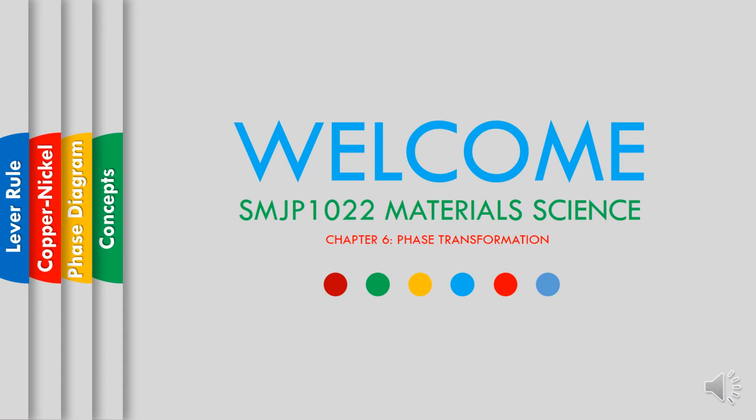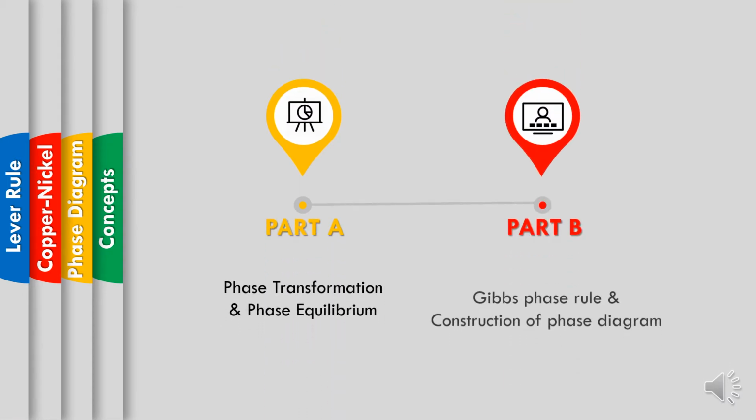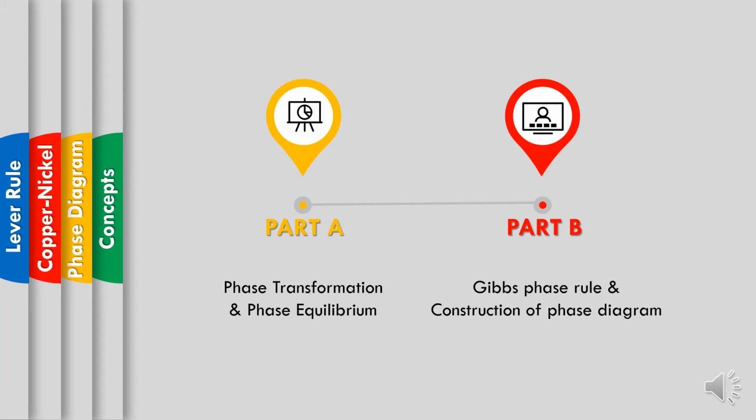SMJP 1022 Material Science, Chapter 6 Phase Transformation. In this chapter, we will cover two parts. Part A, which is phase transformation and phase equilibrium. Part B gives phase rules and construction of phase diagram.